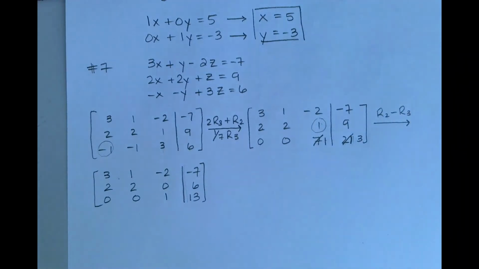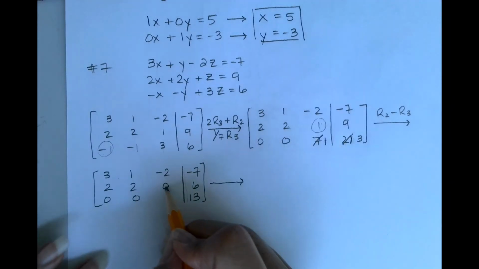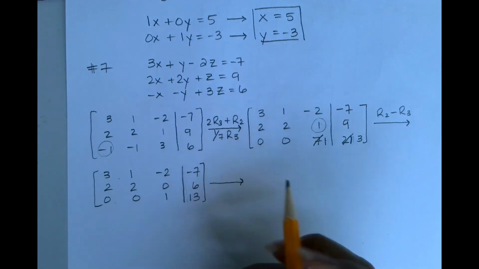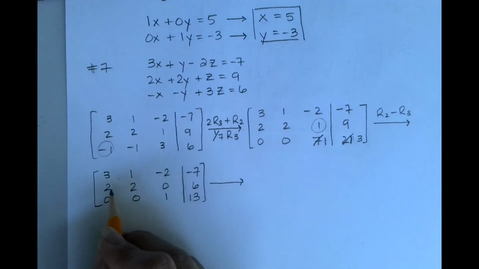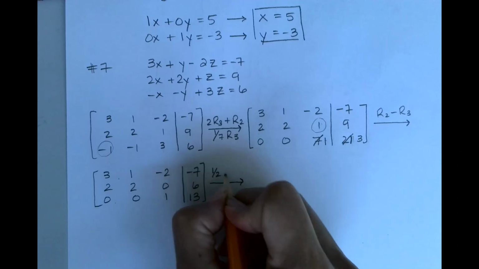Okay, now what am I doing next? So I got that 1 to become a 0, so I have zeros here. What do I need to do next? Well, let's do this. I'm going to multiply this row by half of row 2.